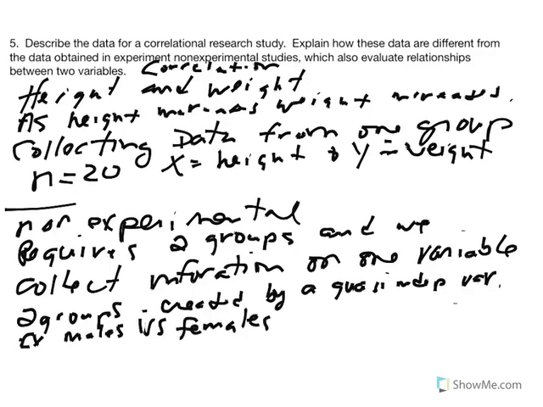Okay, so again, notice the difference. This is one group in our correlational study, and we have at minimum two groups in our non-experimental study, and those groups are constructed using a quasi-independent variable. And we then collect data on the dependent variable. Let's say in this case we're looking at the difference of GPA between males and females.